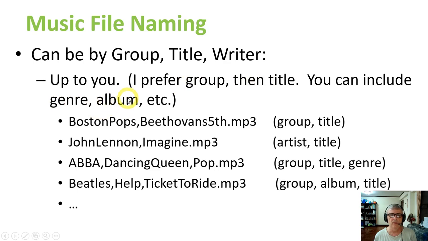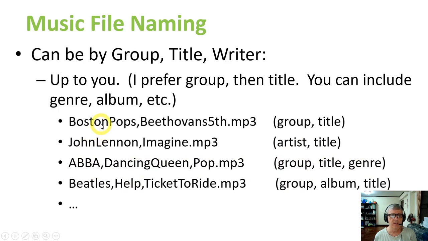And you can also include stuff like genre, album, etc. So some examples. Boston Pops, Beethoven's Fifth. So this is group title. John Lennon, Imagine. And this is artist title. ABBA, Dancing Queen, Pop, MP3. So this is group, title, and genre.